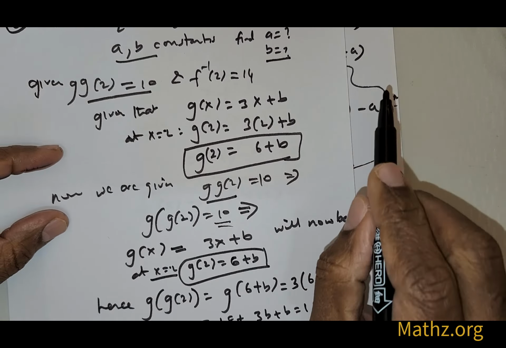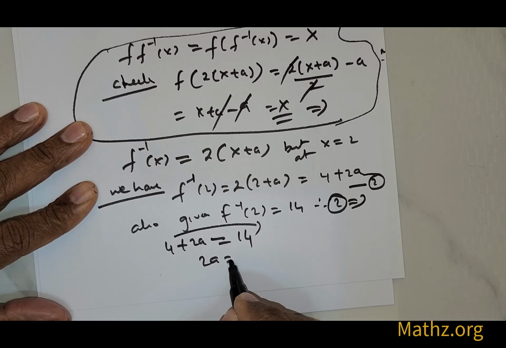Now I'm going to utilize this f inverse of 2. At x is equal to 2 we have, what do we have? F inverse of 2 is equal to 2 times of (2 + a), which is 4 + 2a. Also given, what is given? F inverse of 2 is equal to 14. So take that value. So 4 + 2a is equal to 14.